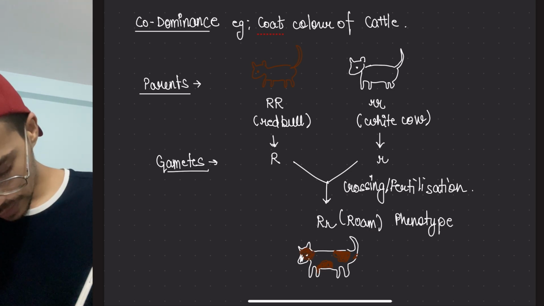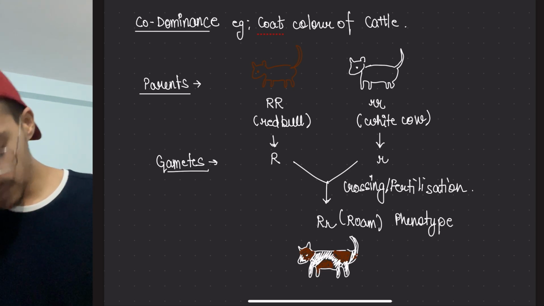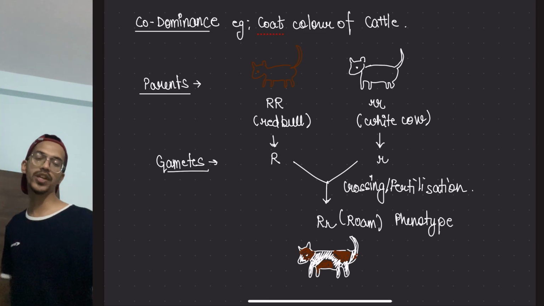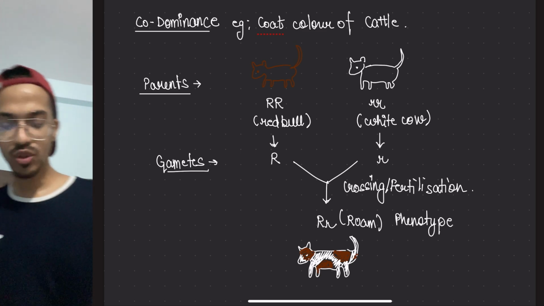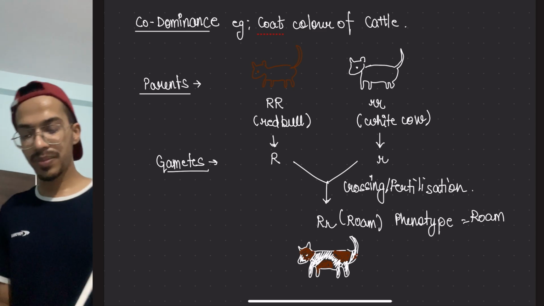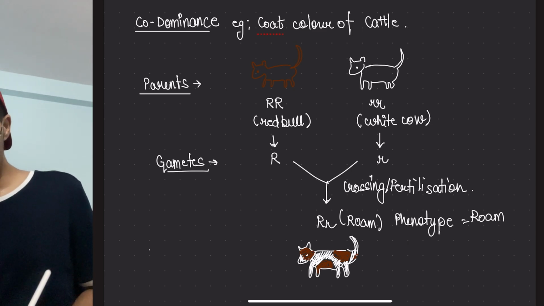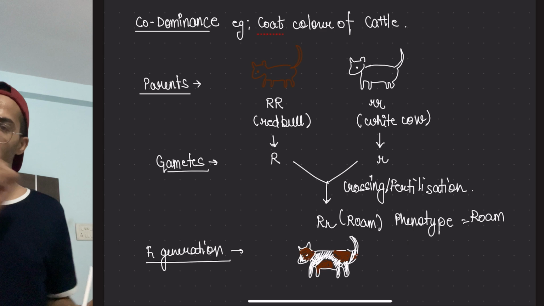Whereas white color is the rest of the part. Of course, when we see it, it looks like the white color has certain patches, but they are equal. So this becomes what? Roan. The genotype is this, but both are showing their effect. Means in the F1 generation, no one is dominant. No blending occurs. Both show their effect.